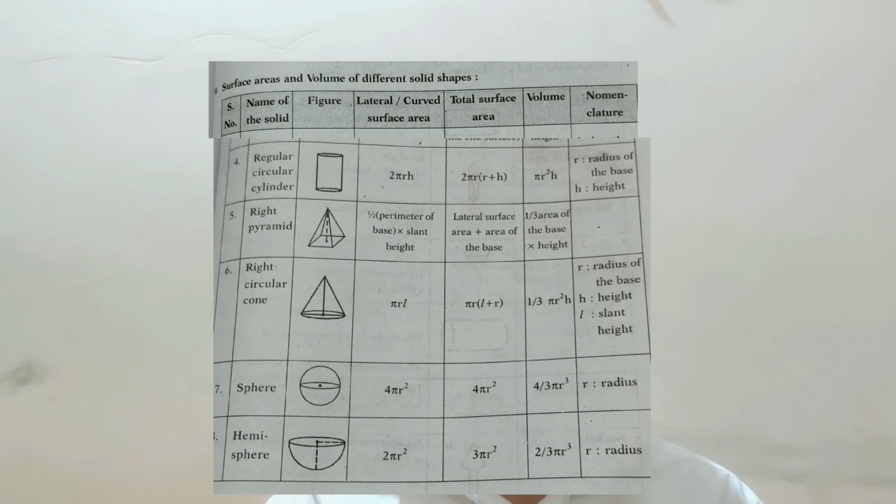Now regarding sphere. In sphere we have only two formulas. One is surface area, 4 pi R square, and the other is volume of a sphere, 4 by 3 pi R cube. Next, hemisphere. In this hemisphere we have three formulas.